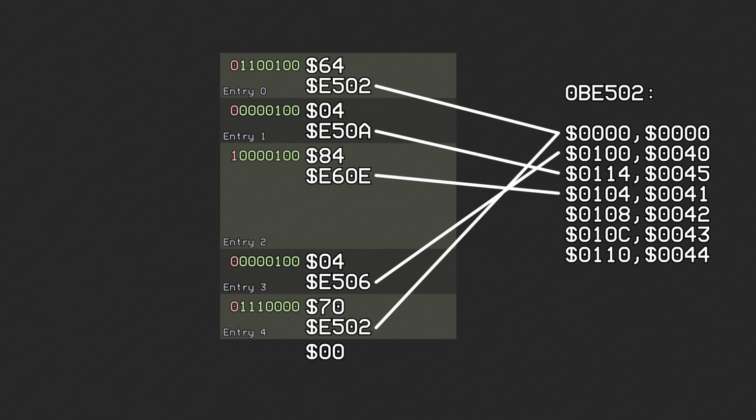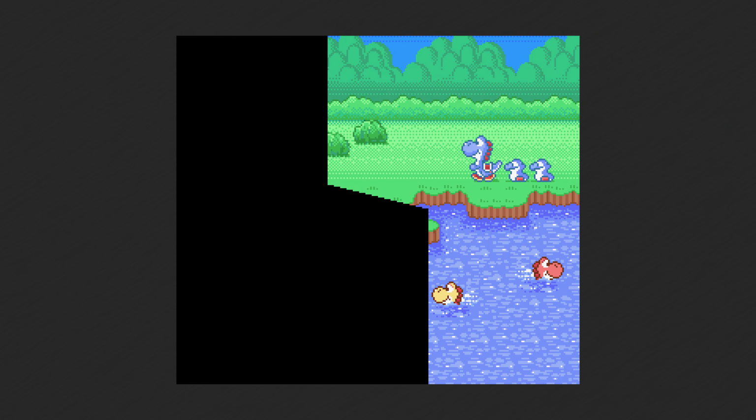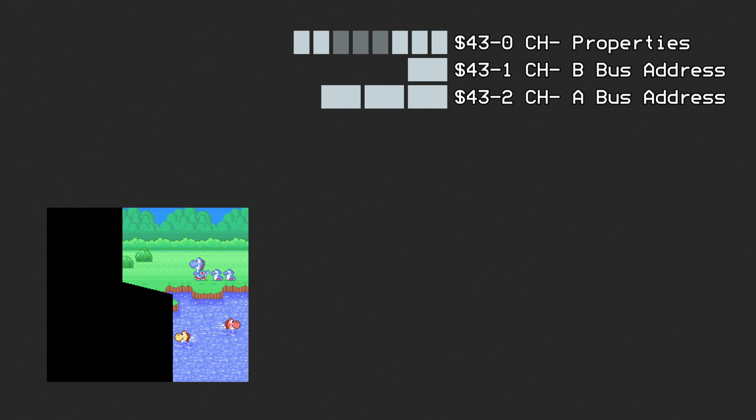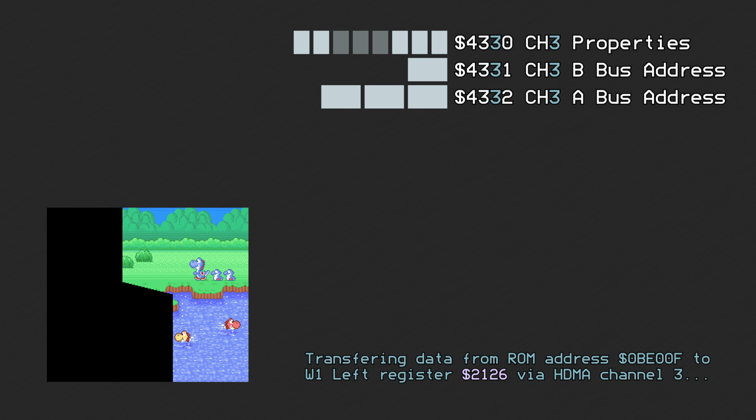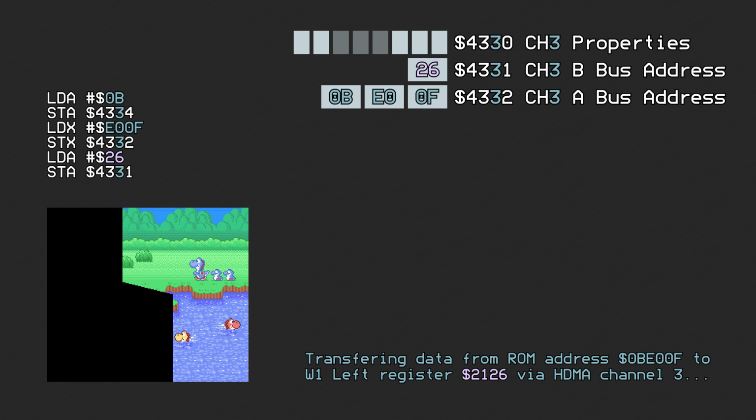As an example, let's look at how this windowing effect could be recreated using HDMA. To set up the HDMA transfer, we need to set the A-bus and B-bus addresses, as well as the transfer properties. Suppose the table is stored in ROM at address 0BE00F. Using DMA channel 3, that address will go into registers 4332 through 4334. The PPU register to modify in order to set the left side of window 1 is address 2126, so hex 26 will be stored into address 4331.